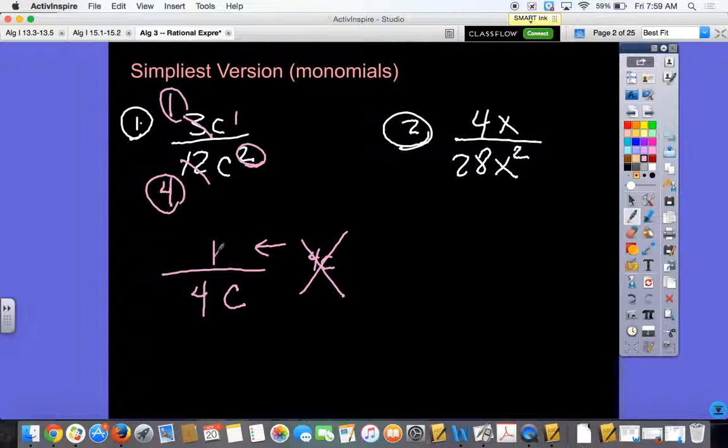So here's another practice problem, 4 and 28. Well, 4 goes into 4 once, 4 goes into 28 7 times. And then you're reducing your variables the exact same way you did before. Subtract them, you get 1. The larger exponent was in the bottom, so that's where you put your leftovers. There you go, they're completely reduced.